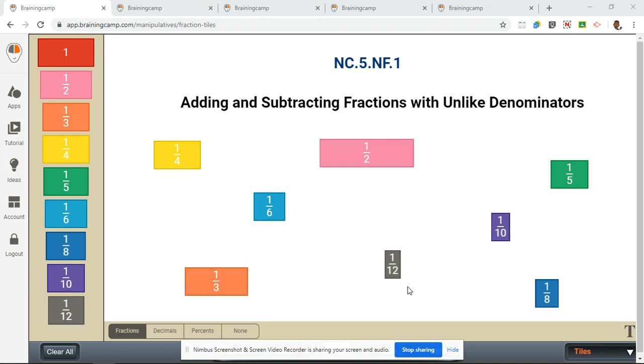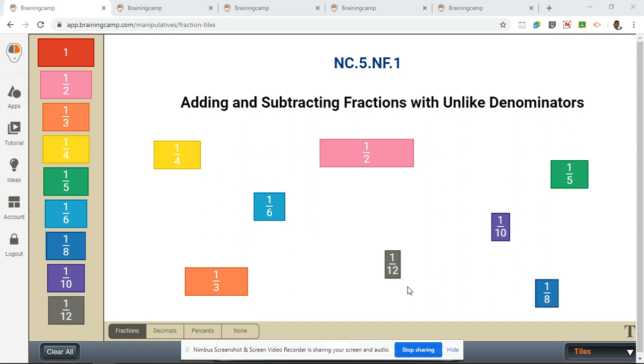This video, of course, is looking at adding and subtracting fractions with unlike or different denominators. As you see on your screen, we have our Common Core Standard, NC.5.NF.1, which is the North Carolina Common Core Standard for 5th grade. The first portion looks at adding and subtracting fractions with unlike denominators.